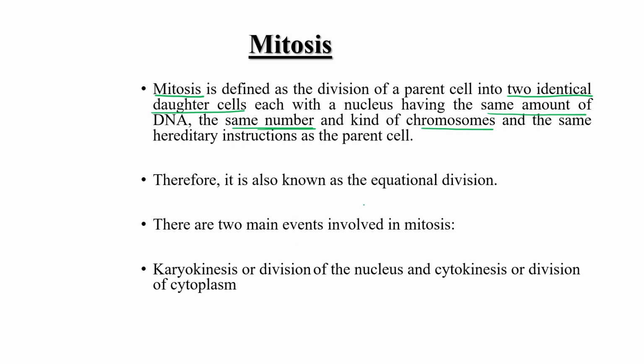So that's why we can also use the term equational division for mitosis. This is another term, equational division. There are two main events involved in mitosis. First is division of the nucleus, or karyokinesis, and then division of the cytoplasm, or cytokinesis. These two main events occur in mitosis.